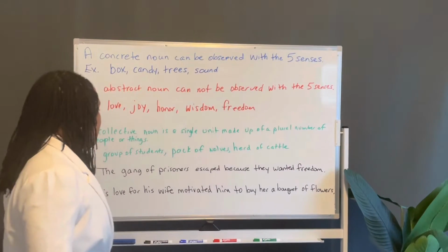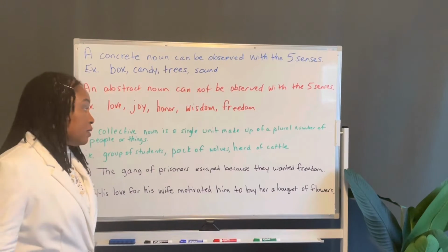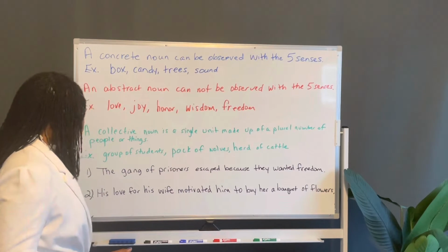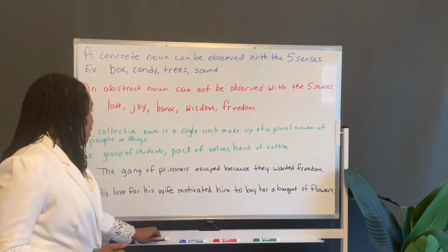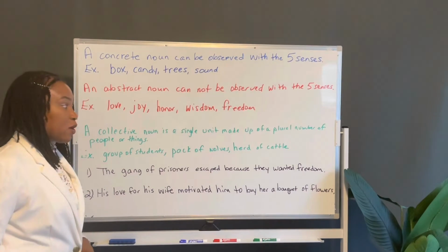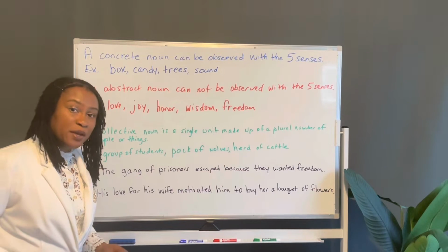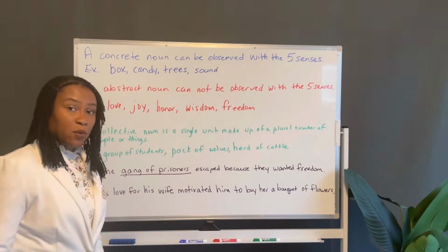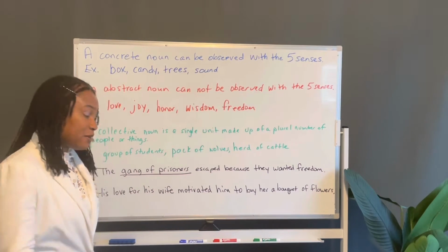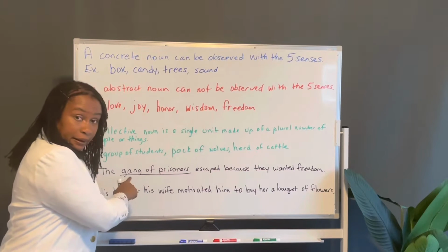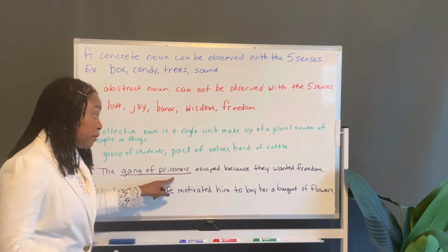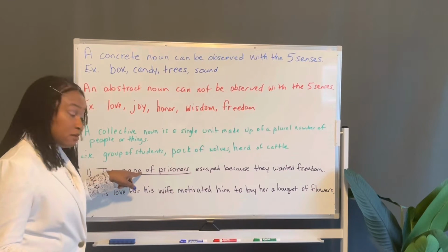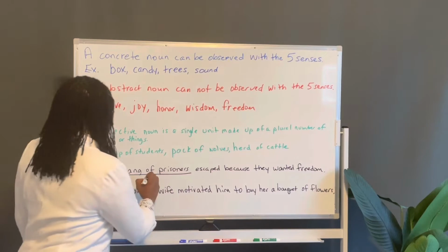Let's look at these sentences and let's identify the nouns in the sentence first, and then we're going to label whether they are concrete, abstract, or collective. Okay, so let's see. The gang of prisoners escaped because they wanted freedom. So what are the nouns? Gang of prisoners. And what type of noun is it? It's a collective noun because gang is a single unit. Even though prisoners may be plural, gang is a single unit because it's singular. There's no S on the end. So we will say collective.